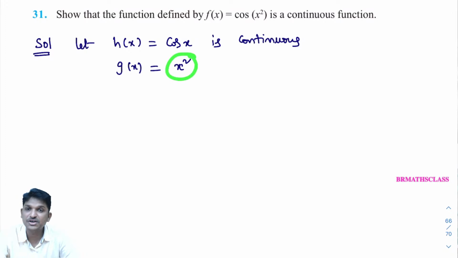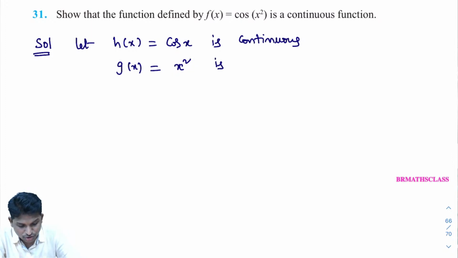It is a continuous function. In the theory part, we learned that every polynomial function is a continuous function. So here x square is a polynomial function. It is continuous. This is continuous.